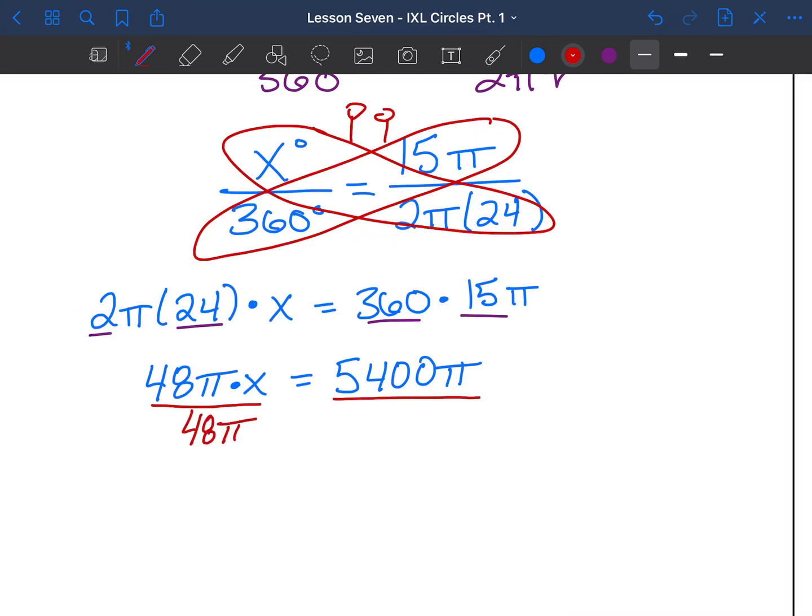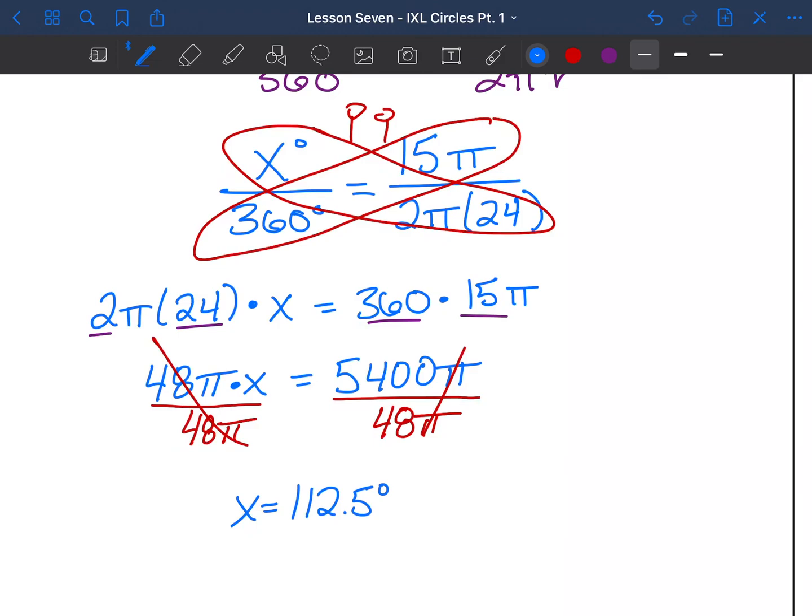And again, we're trying to get x by itself, so I got to divide what it's multiplying with it. That's the 48 pi to both sides. The 48 pi cancels. In this case, the pi's cancel as well on the right-hand side. Now we just need to take 5,400 divided by 48. And what you get is you get x equals 112.5 degrees.